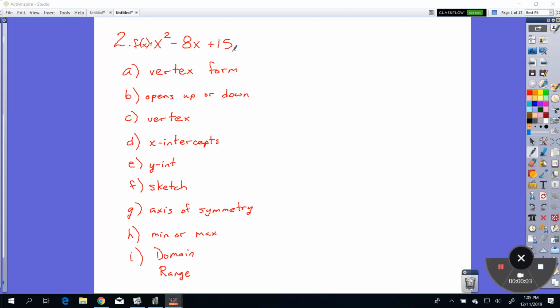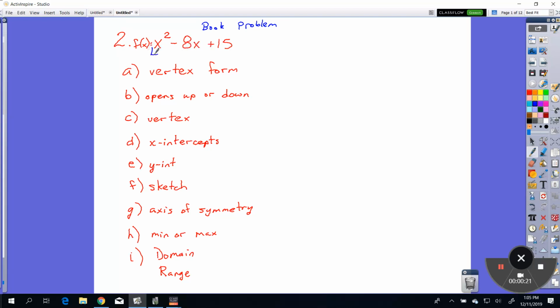Okay, so these are the problems out of the book that I'm doing first. The first one asks you to find all of these things given this equation. This is the equation of a parabola. The easiest way to do this is to convert it into vertex form.